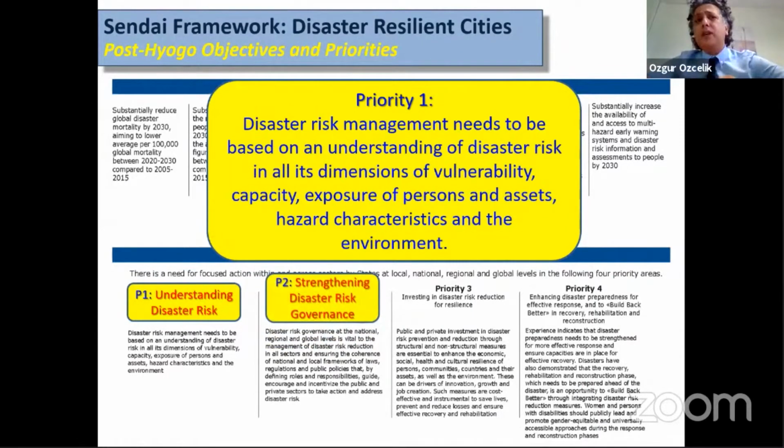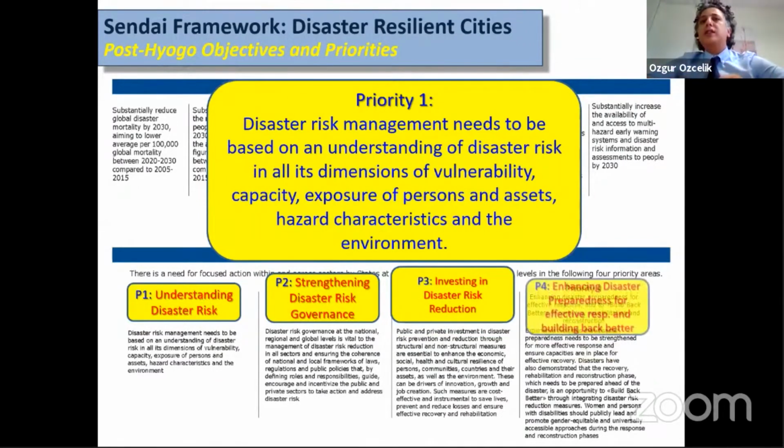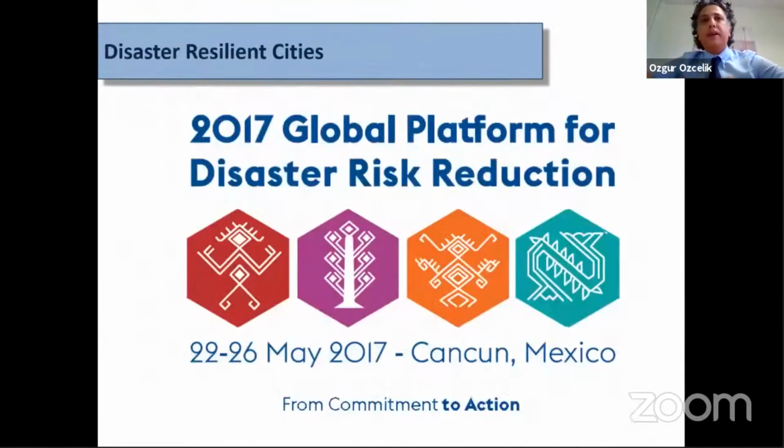The second priority was strengthening disaster risk governance, which is like what Afad is. Afad is within this priority. The third was investing in disaster risk reduction and enhancing disaster preparedness for effective response and building back better.